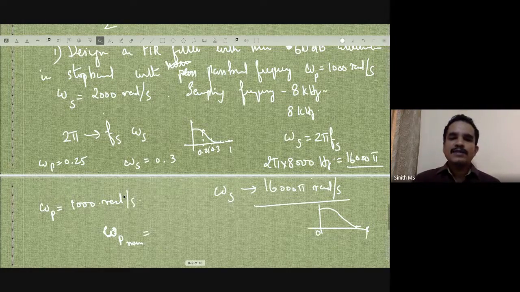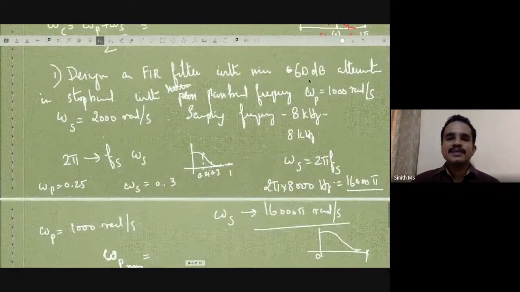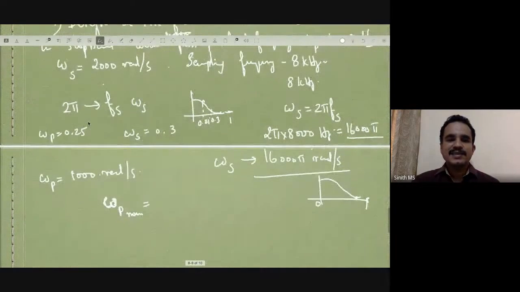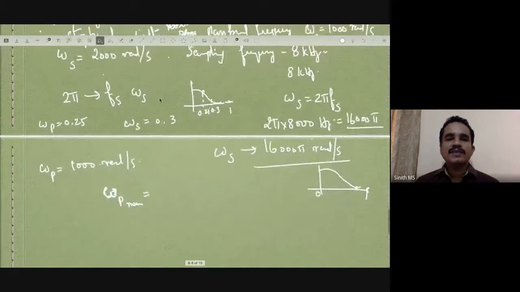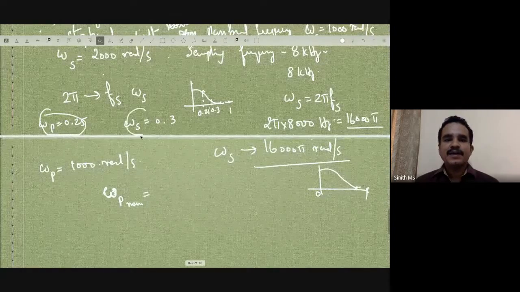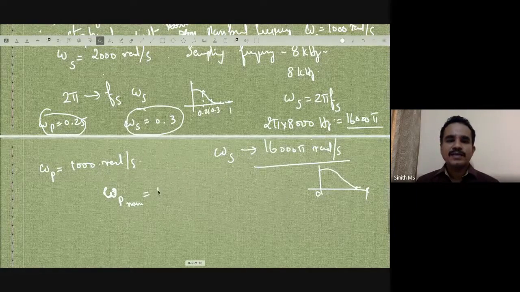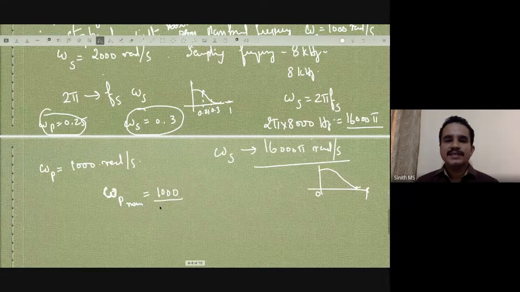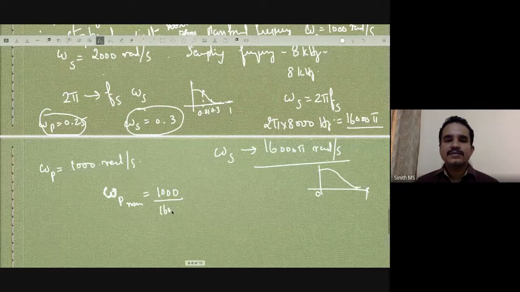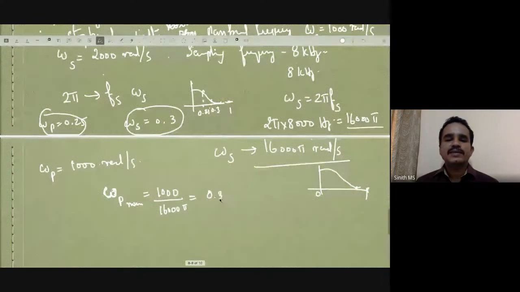So if it is not given like that and it is given like 1000, 2000, then you have to find the normalized frequencies. So omega p normalized will be 1000 by omega s. Omega s is 16,000 pi. You find the value, that will be some fraction, 0.35, whatever it is.